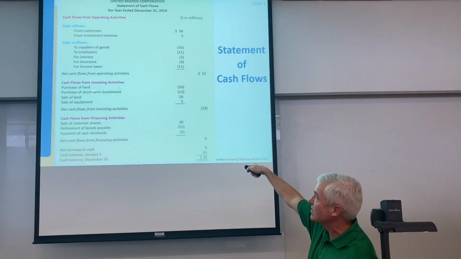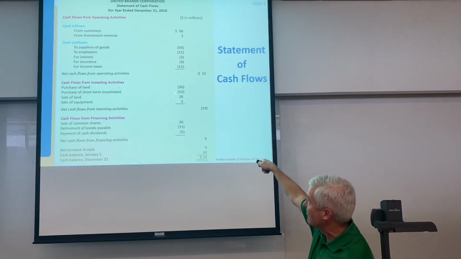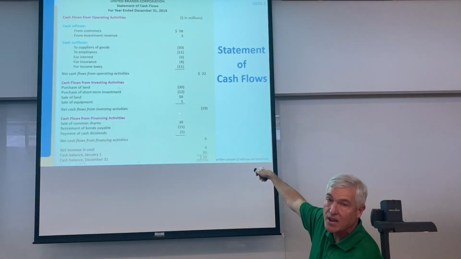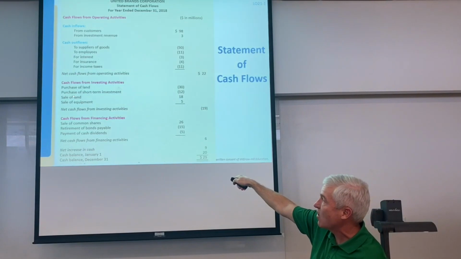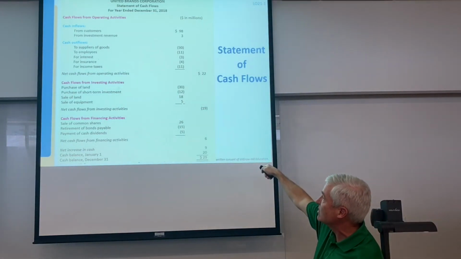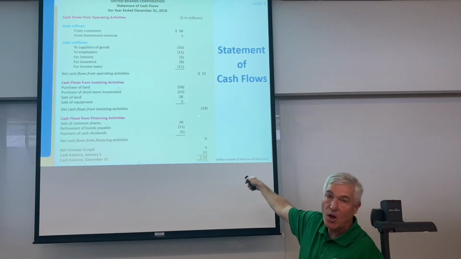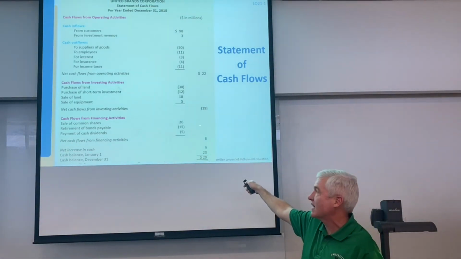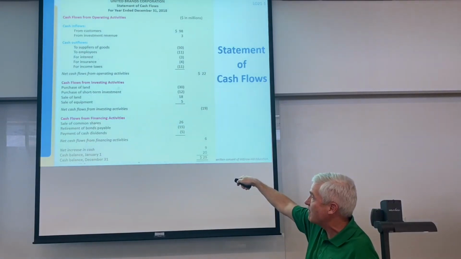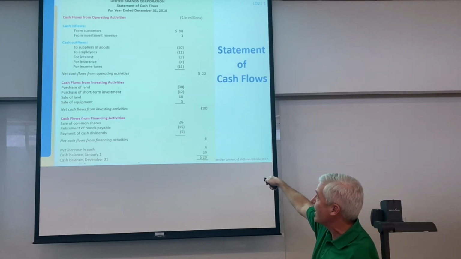Then here we see purchase of land, purchase of investments, sale of land. That was an inflow of cash, a positive number. Here is cash received. So we sold land, we received $18 million. We sold equipment, we received $5 million. But it was a cash outflow, a negative number, for investing activities. And here's all the things that happened in financing. We sold some shares, we retired some bonds, we paid dividends, cash flow from financing.